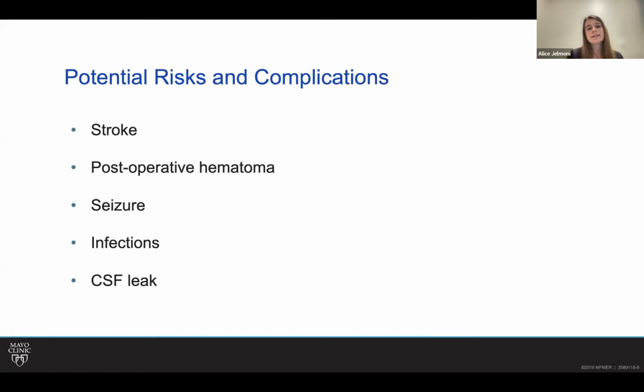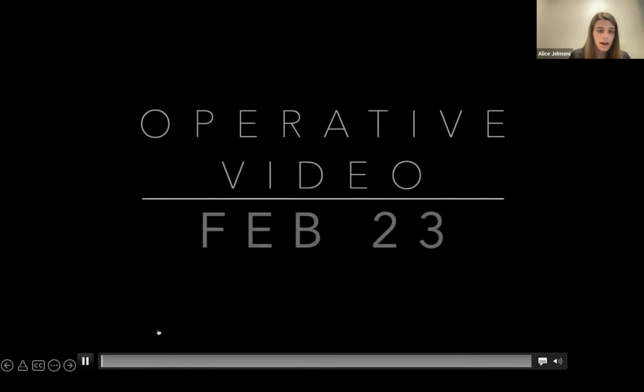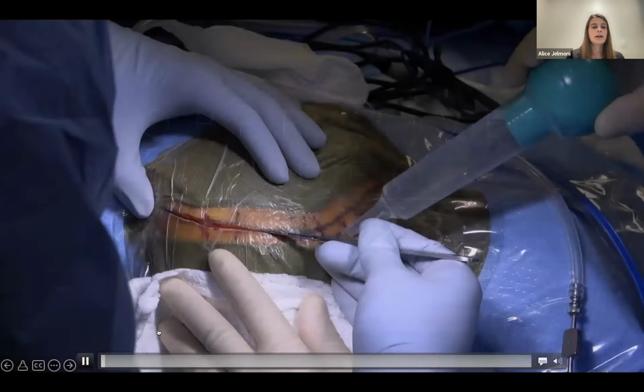The potential risks and complications of the procedure, of which the patient and family were made aware, are stroke, given the complex location of the tumor surrounding the MCA branches, and postoperative hematoma. I think it's important to take into consideration that the patient has been on anticoagulant medication for his cardiac comorbidity for a while. Other risks are seizure, infections, and CSF leak. The patient had his surgery on February 23rd, so last Thursday.